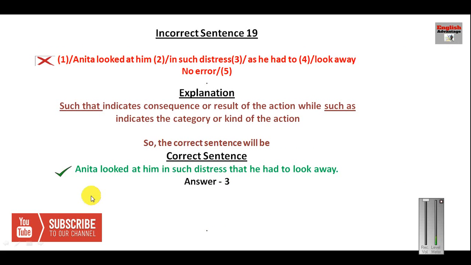Now let us look at the next sentence. Anita looked at him in such distress as he had to look away. Anita looked at him in such hate, in such distress. And what was the consequence of this looking? The consequence or the result of this looking was that he had to look away from her. So that is why here we are talking about the consequence or the result of the action. So that is why we have to write here such that. This as should be replaced with that, because here we are talking about the result of the action.